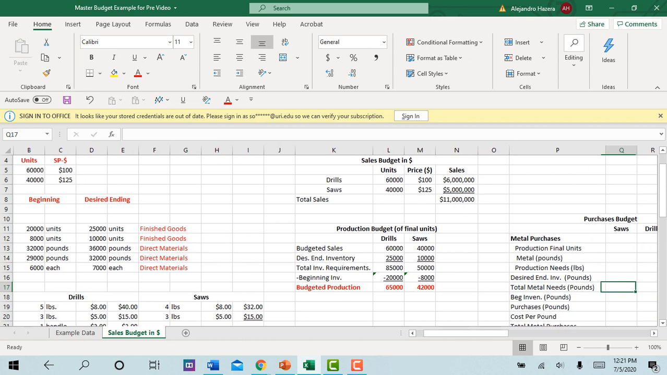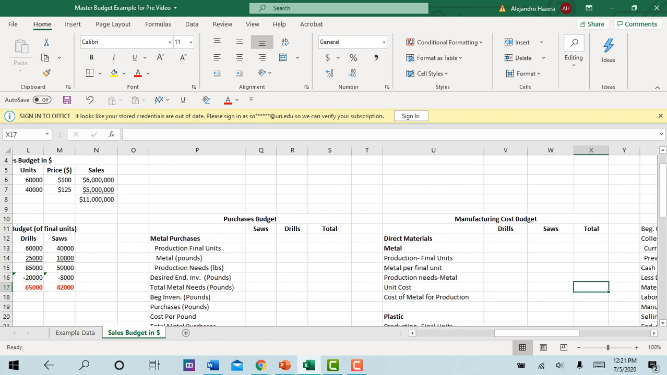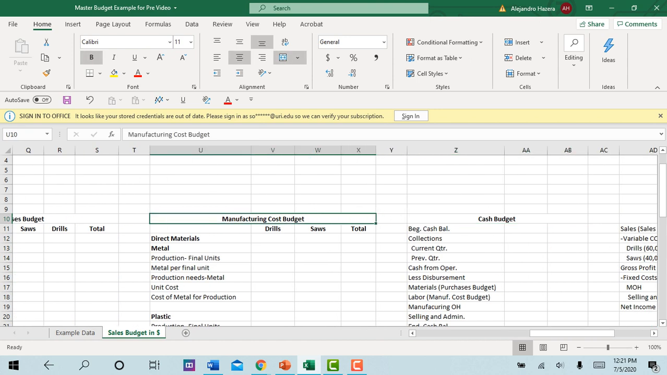In this video, I'm going to produce the second and third of the budgets. The first budget is the purchases budget. The purchases budget computes the quantity of direct materials that are going to go into each type of final product, drills or saws. And the manufacturing cost budget is going to compute the total manufacturing costs that are going to go into each of the two products.